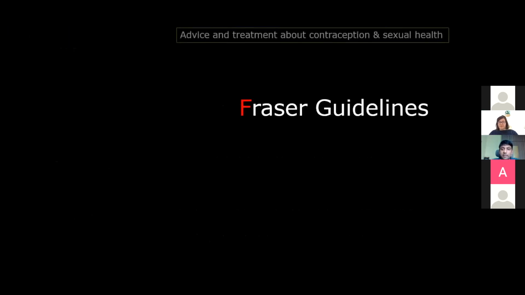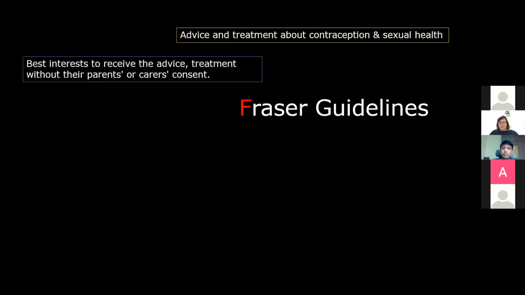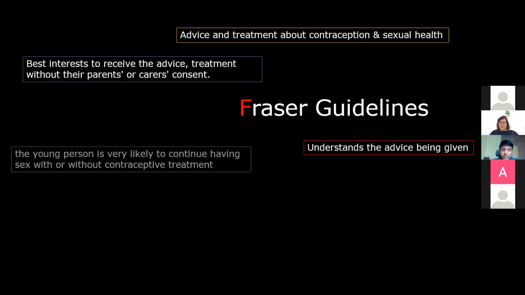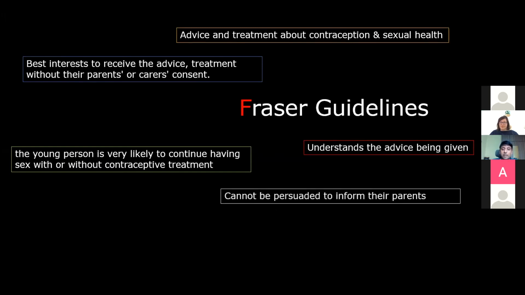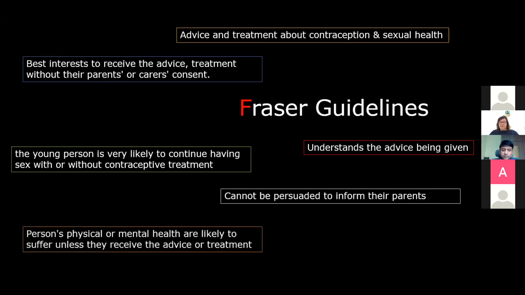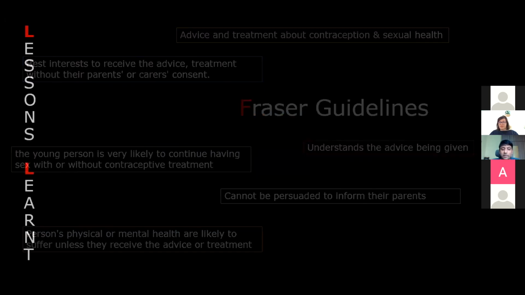Talking about the Fraser guidelines, this is more towards contraception and the sexual health of the child, done in their best interest to receive advice and treatment. If the child is able to understand any advice given, and if they are still going to continue having sex with or without contraceptive treatment, and you cannot persuade them to inform their parents, and their physical and mental health are likely to suffer unless they get some advice or treatment. These are a few things that we need to look for, and the Fraser guidelines should be applied if that's the case.